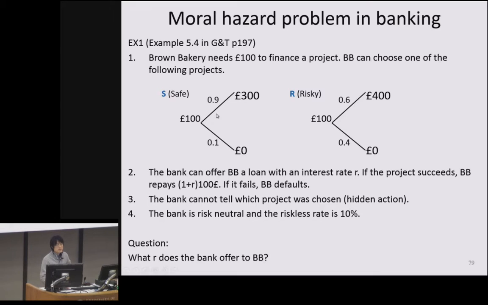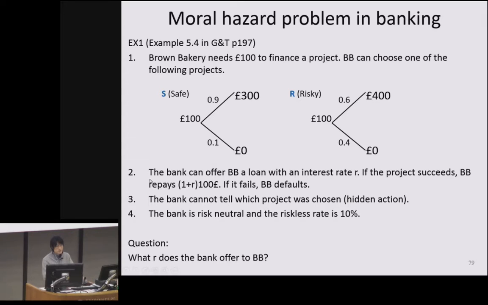Project S is a safe project with 90% chance of being successful, and Project R is the risky project with only 60% chance of being successful. When the bank offers £100 to Brown Bakery, it specifies interest rate R, and if the project succeeds, Brown Bakery should repay the borrowed amount, 100 times 1 plus this interest rate R, and if the project fails, then Brown Bakery defaults.